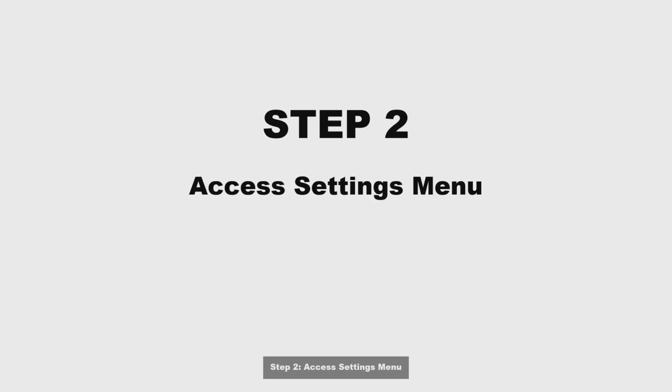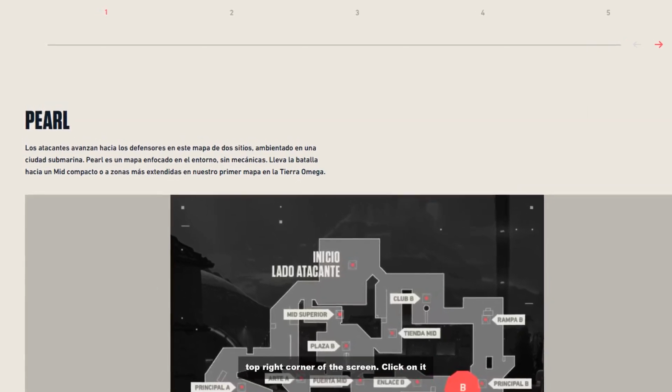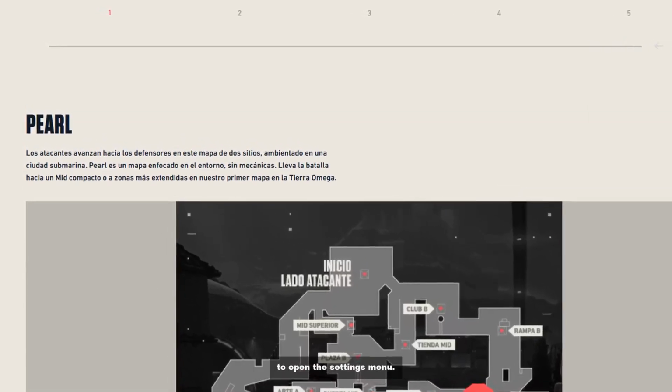Step 2. Access Settings menu. Once in the main menu, locate the gear icon or the Settings option, usually found in the top right corner of the screen. Click on it to open the Settings menu.